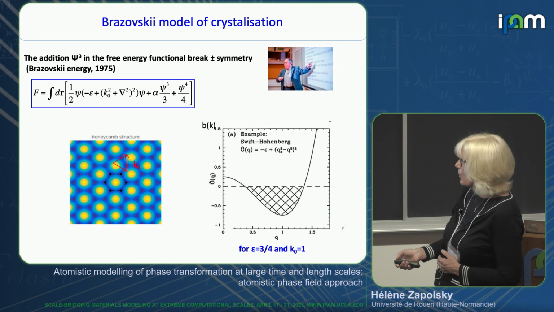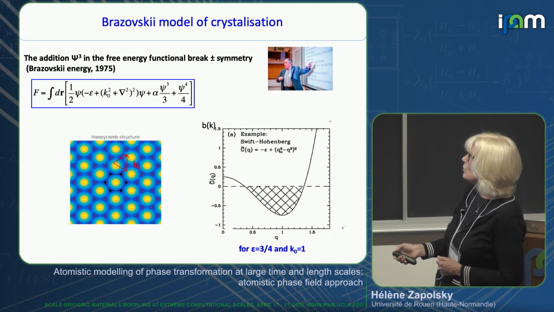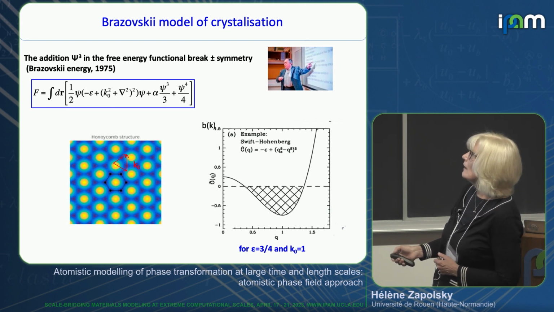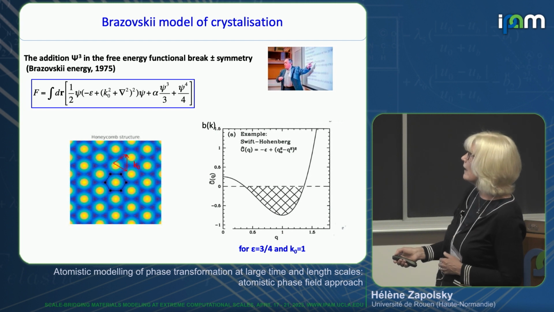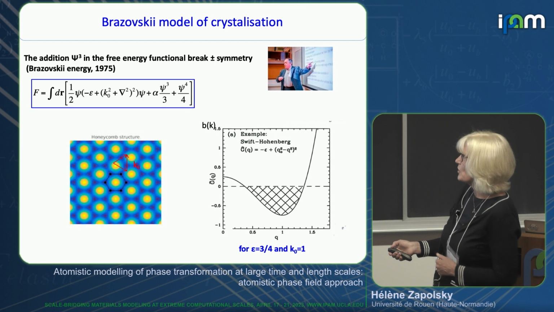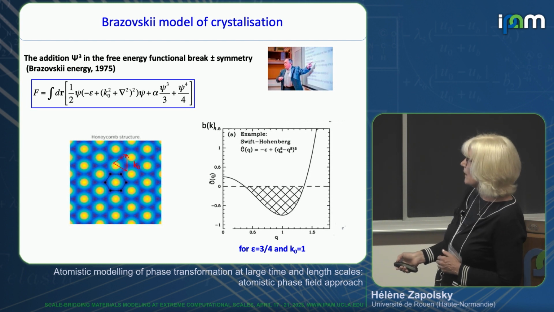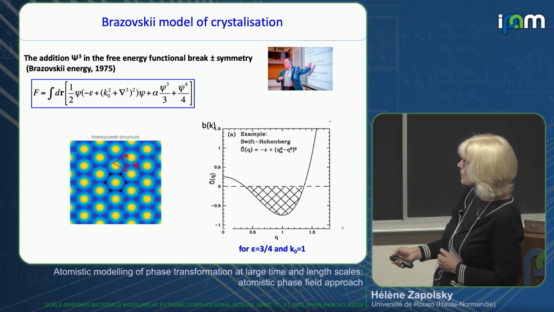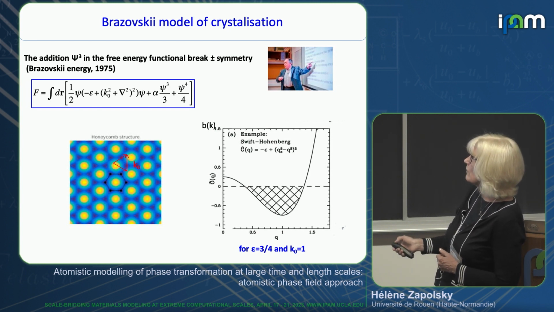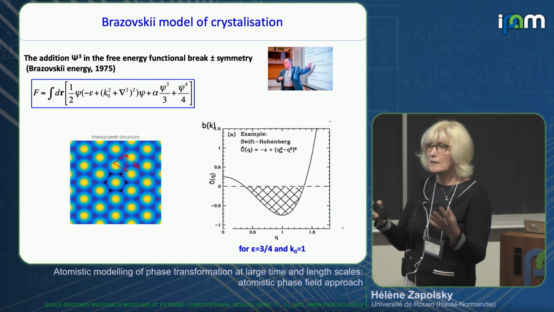To describe this periodic honeycomb structure, Brazovsky proposed to introduce into the Landau free energy an additional term, c cubed, which breaks the symmetry, so that negative and positive will be different, and also to add some gradient to the fourth. Using this expression, we can see that this Bk function, which is the final response function in this case, will have its minimum not at k equals 0 but at a given k, which we can see here, and we obtain some periodic structure which Brazovsky associated with crystallization.